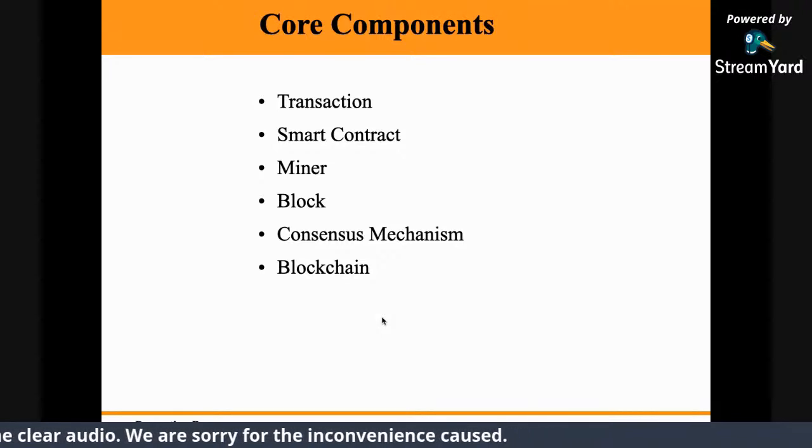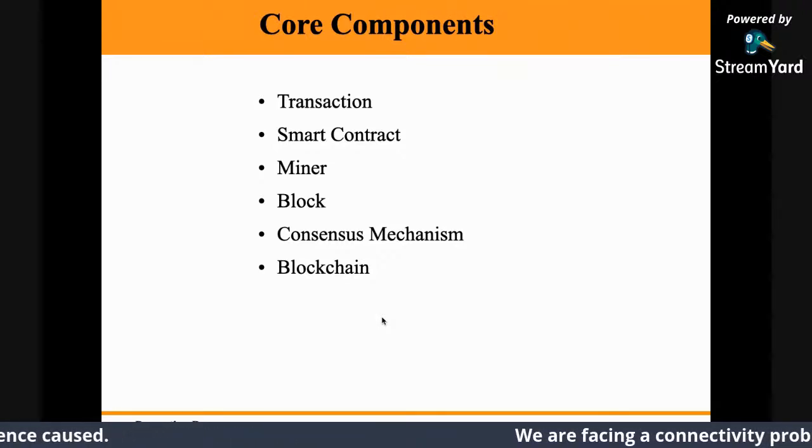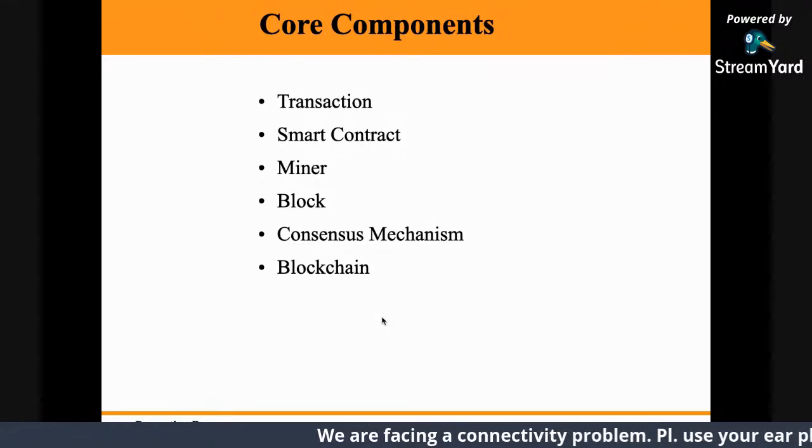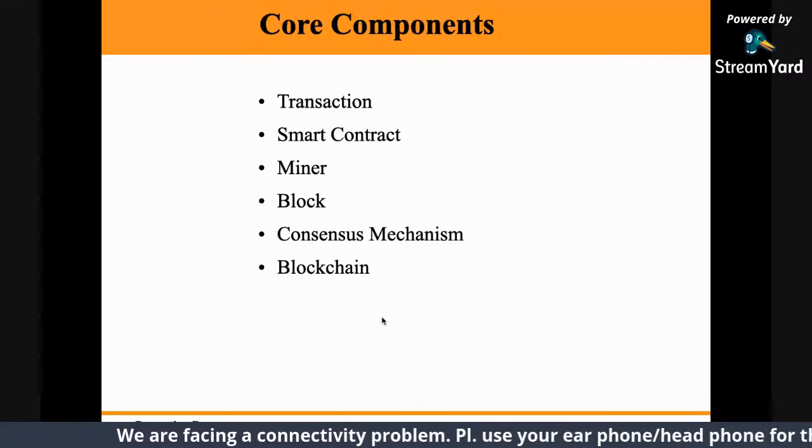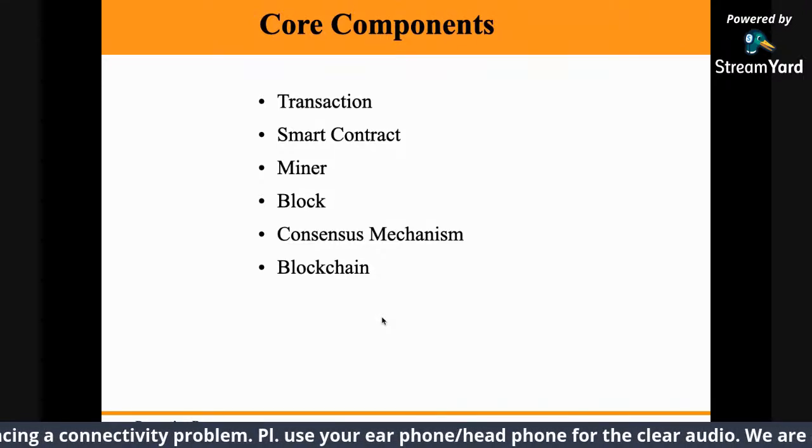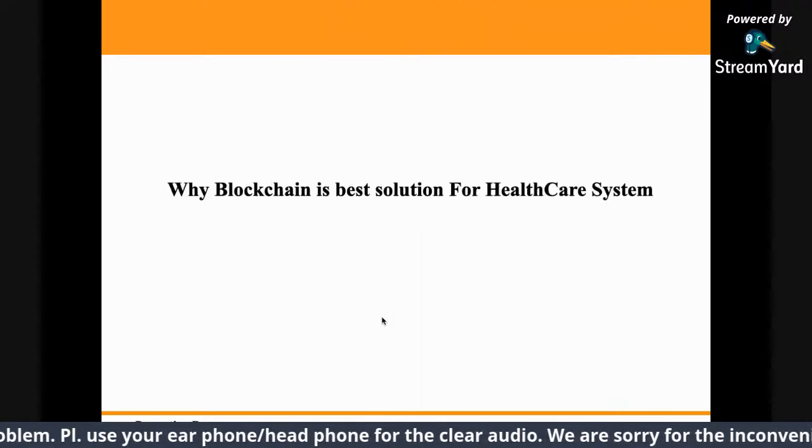Next we come to the consensus mechanism. Once that block is accepted, it will be broadcast to all the miners so that they can add that block to their chain. So this is the complete flow of a blockchain.